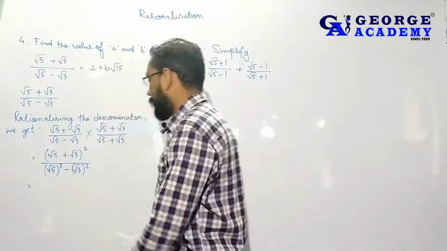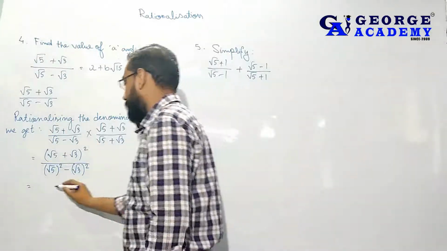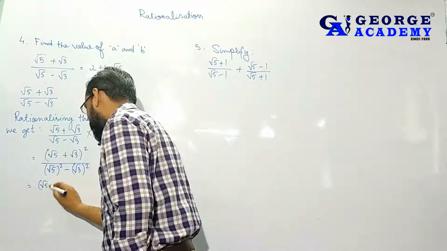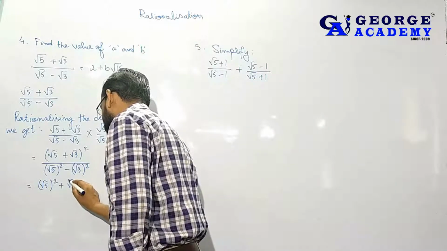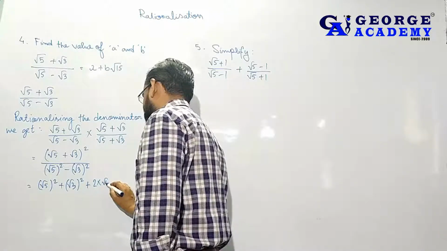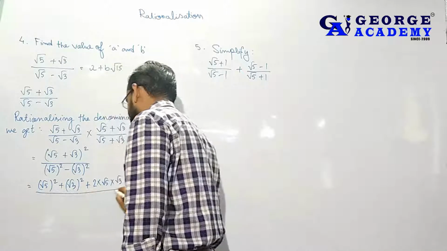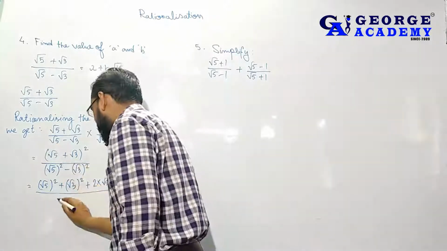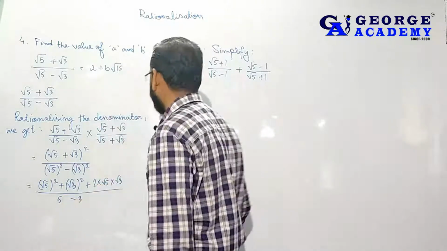That is equal to, we are going to apply the (a plus b) whole square formula over here, which is equal to a square plus b square plus 2ab, by root 5 square, that means 5, minus root 3 square, that means 3.